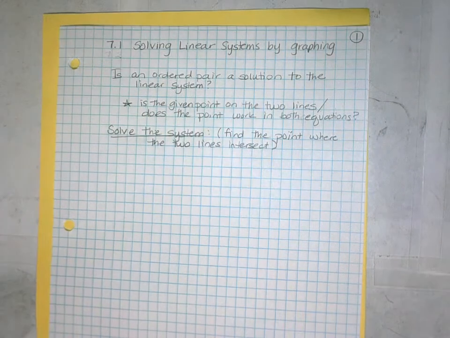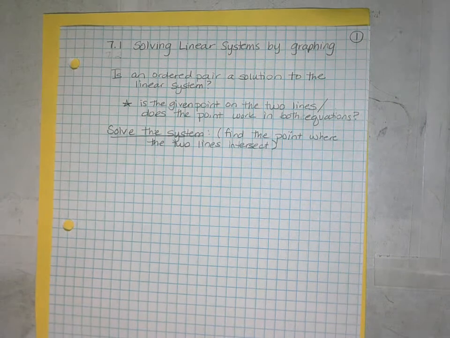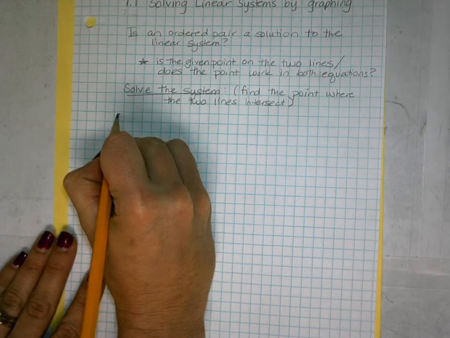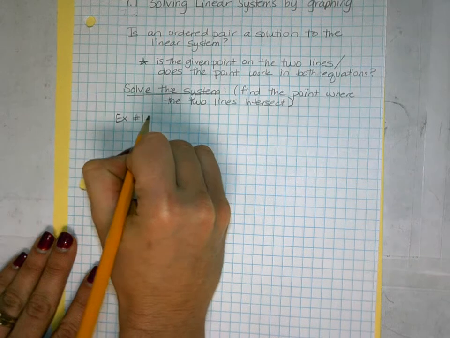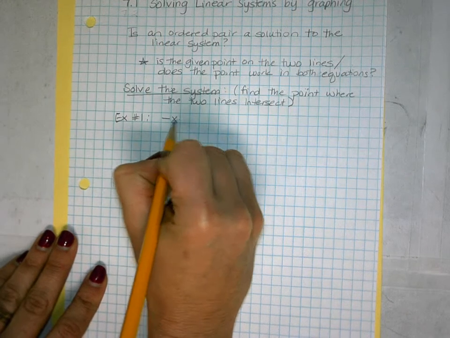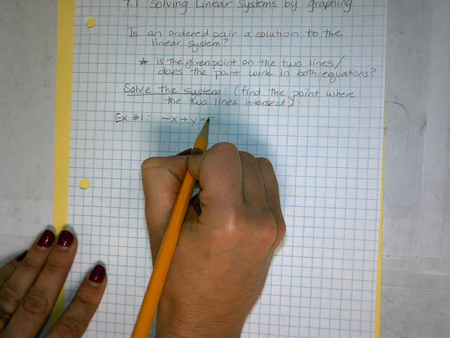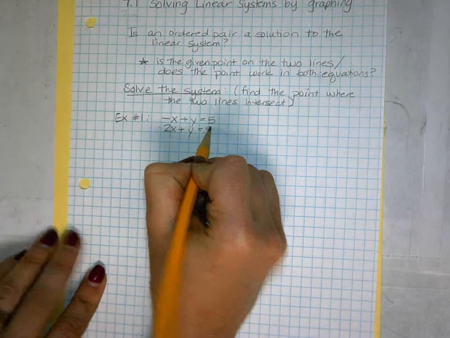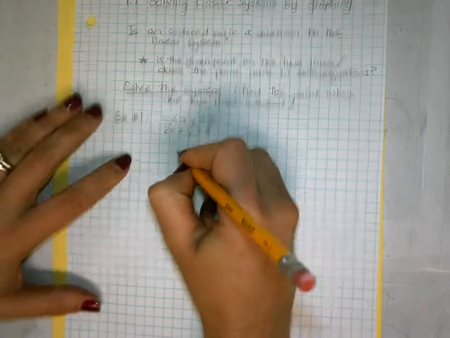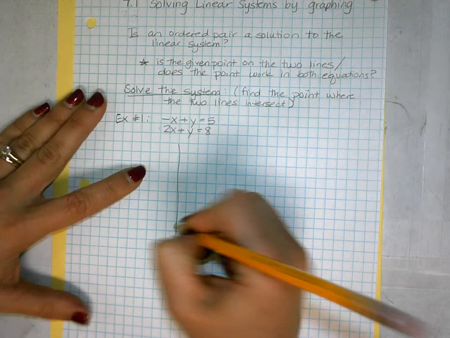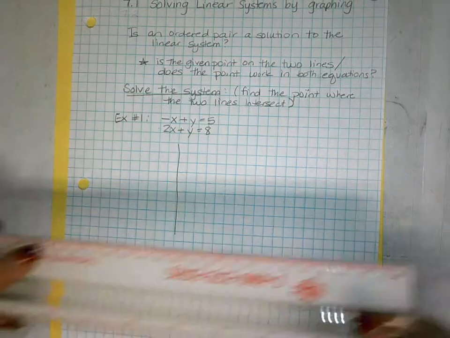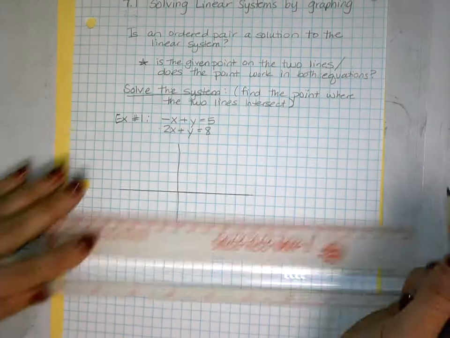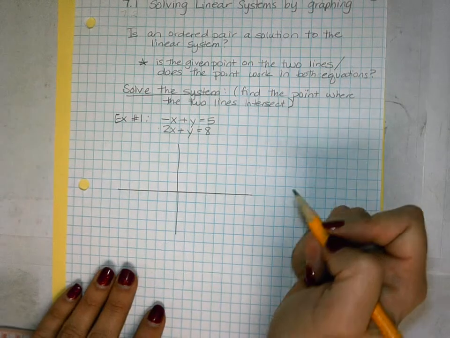So in 7.1, they ask you to solve by graphing. Okay, so here's your first example. Let me shove this up a little. Here's your first example. Example number 1. We have negative x plus y equals 5, and 2x plus y equals 8. Now, we're asked to graph this, so I'm going to go ahead and make my coordinate plane. I'm going to grab my ruler so I have it a little bit neater. You're going to want to use graph paper for this, so ask the substitute for graph paper.